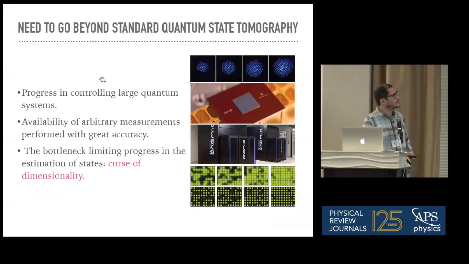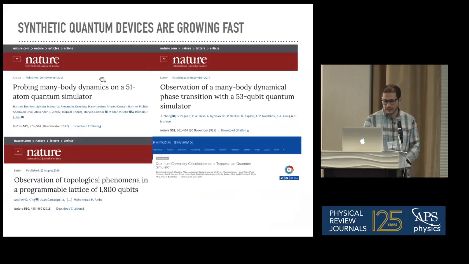Okay, so we need to go beyond standard quantum state tomography because that problem scales exponentially in its traditional formulation. Here are some examples of these synthetic devices scaling beyond what we can do with traditional quantum state tomography. Here we have many-body simulation of dynamics with 51 atoms. Okay, it's a quantum simulator. There's an observation of many-body dynamical phase transition with 53. So this is observation of topological phenomena with 1,800 qubits, and quantum chemistry and so on. So there's a lot of quantum simulations happening, and quantum devices scaling beyond what we can really certify.